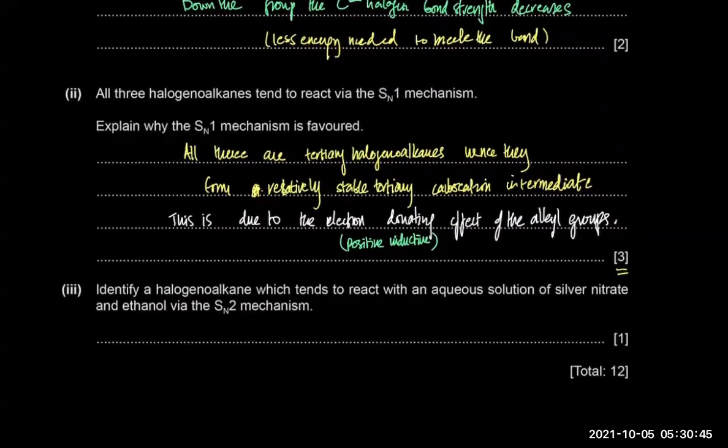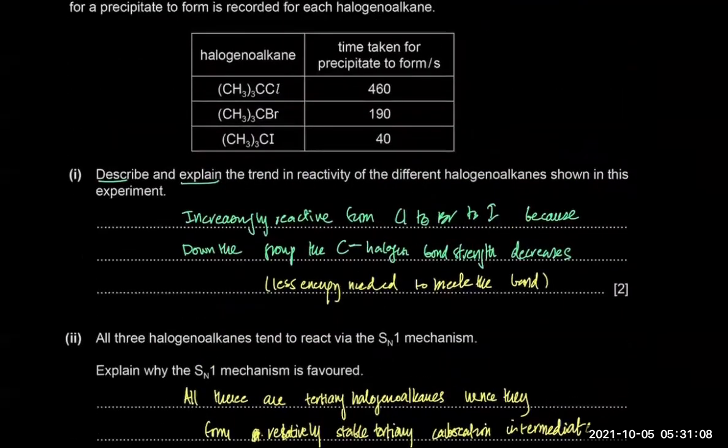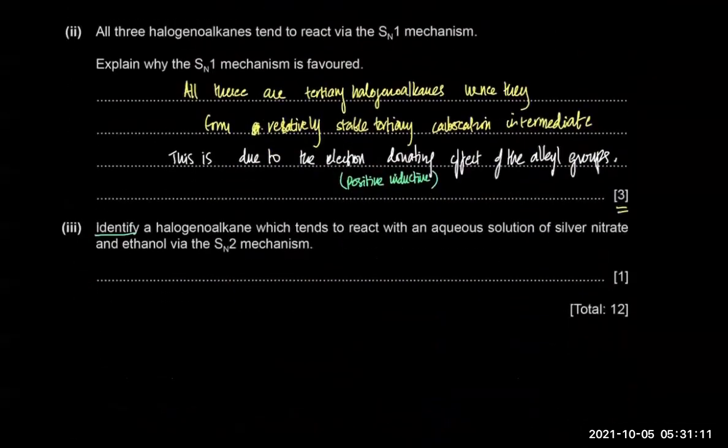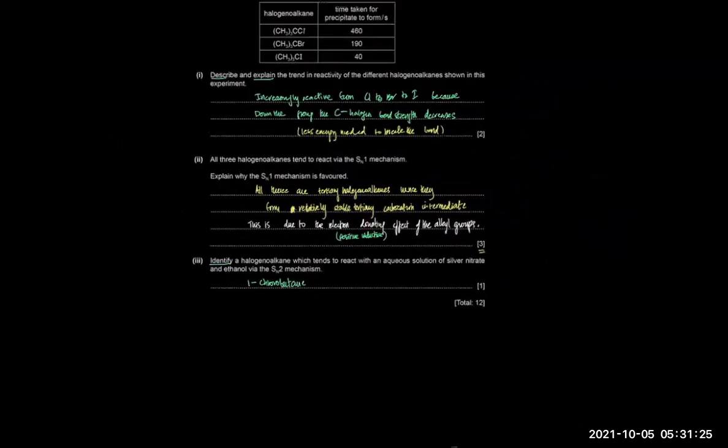Identify a halogenoalkane which tends to react with an aqueous solution of silver nitrate and ethanol via the SN2 mechanism. Any halogenoalkane, but what type does it have to be? It has to be a primary halogenoalkane. And you have to identify, which means give the name or the structure, whatever you like, right? Here, let's just take 4 carbons. With 4 carbons, if you just took 1-chlorobutane, fluoroethane, fluoropropane, 1-chloropropane, sorry, any of them will work, any primary halogenoalkane.